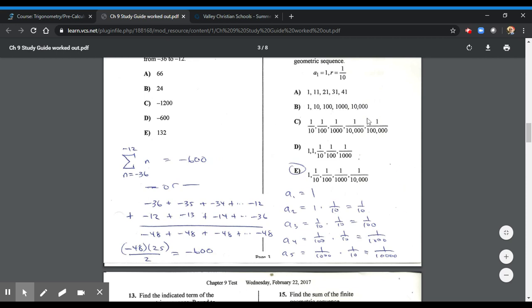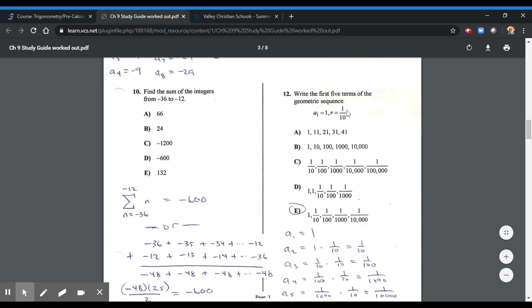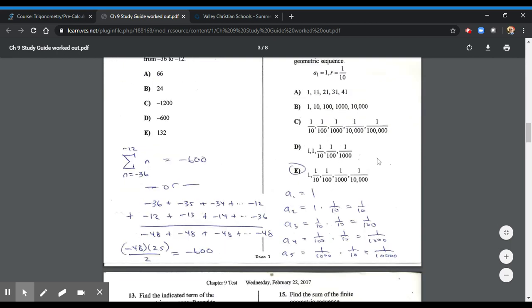All right. Write the first 5 terms of this geometric sequence. Remember, it's got a common ratio now. A sub 1 is equal to 1. R is equal to 1/10. Well, it's 1. 1 times 1/10 is 1/10, times 1/10 is 1/100th, 1/1,000th, 1/10,000th. So the answer is just simply E.